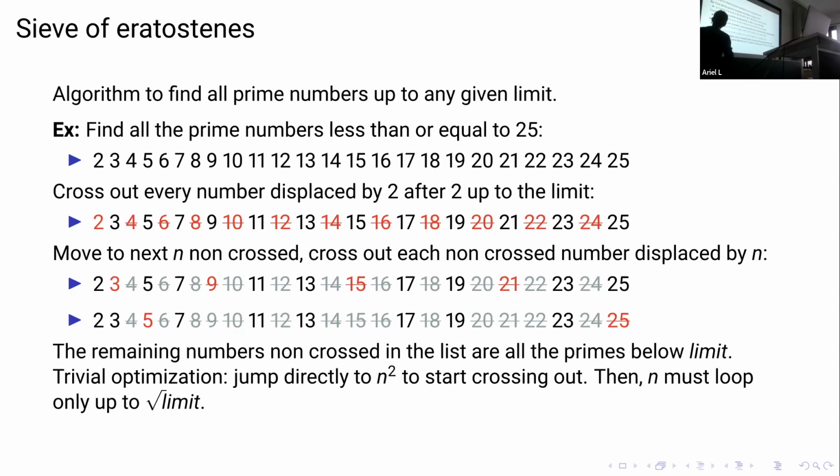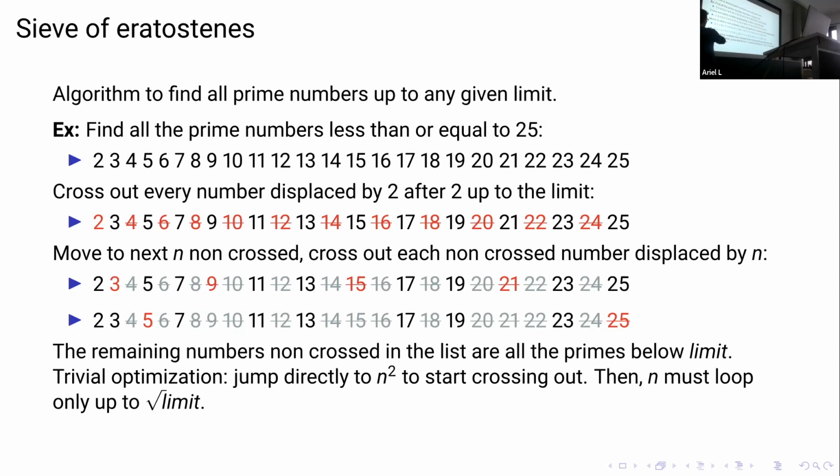In the next step, I move to the next element that's still not crossed out. In this case it's 3, and I move on multiples of 3 and cross out the elements that have not been crossed out before, up to the limit. Then I move again to the next non-crossed number, 5, move in displacements that are multiples of 5, and cross them out, and so on. By doing this procedure, at the end we end up with the non-crossed-out numbers 2, 3, 5, 7, 11, which are the prime numbers up to that given limit.